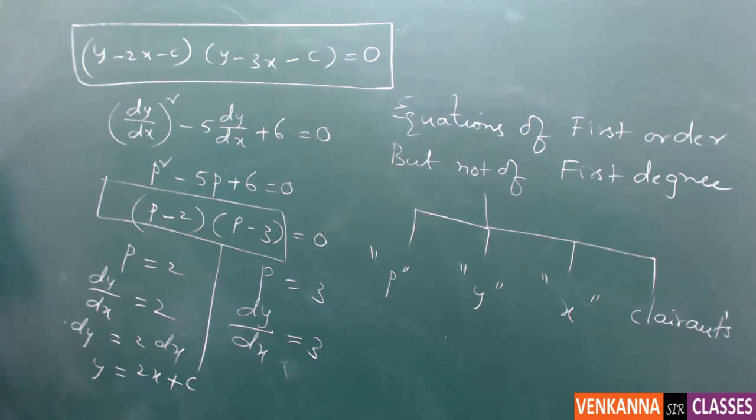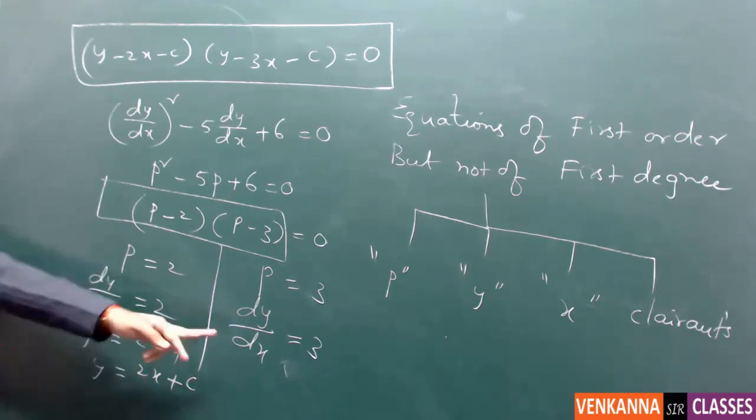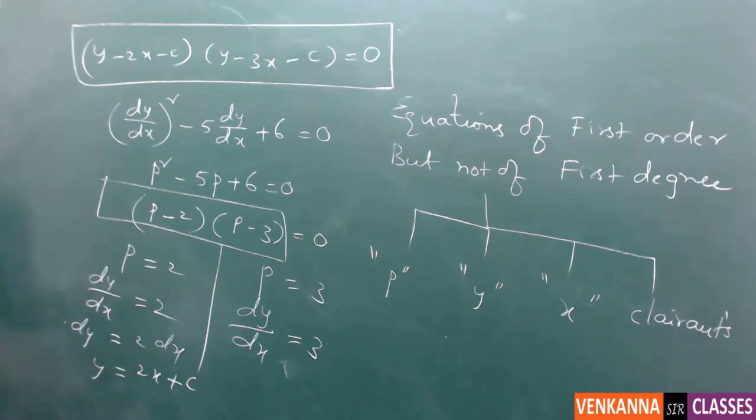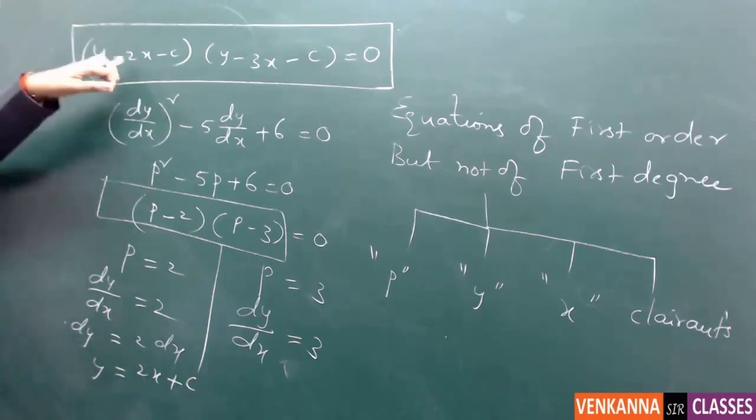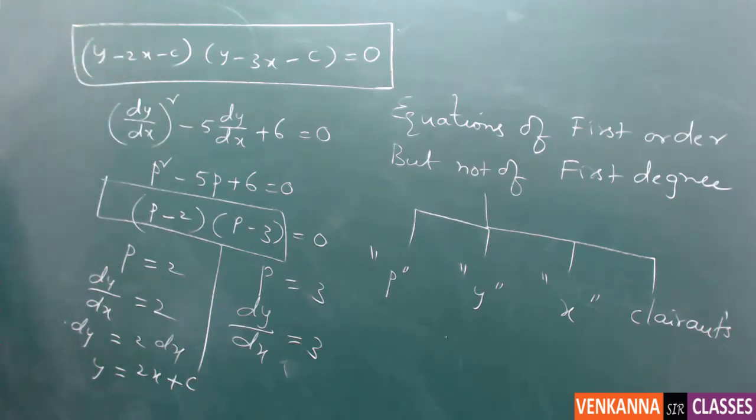right? So how to obtain the general solution? First of all, we need to write the given equation as a product of factors in p, either directly or by rearranging the terms. Then we have to solve each factor individually, and the final solution is represented in product form. Clear? Yes or no?